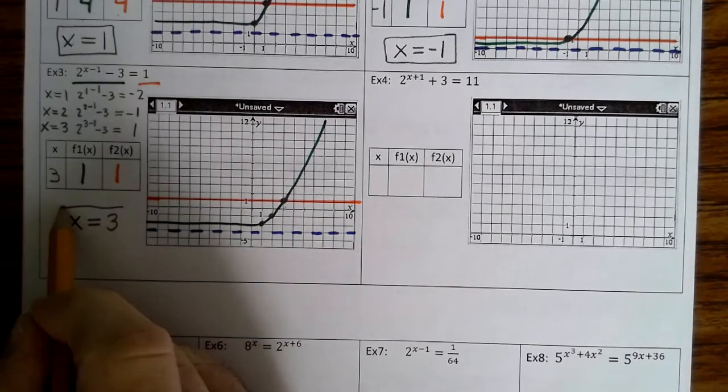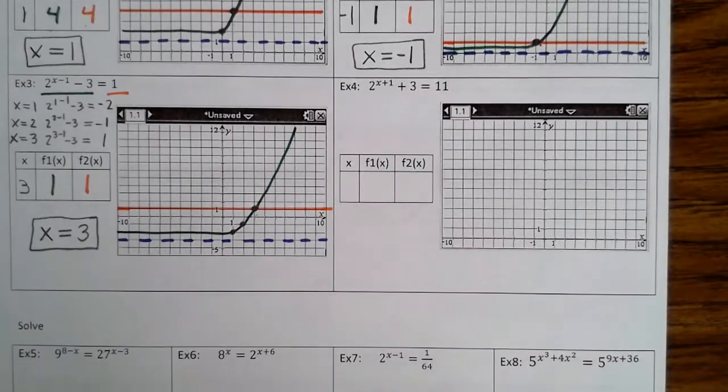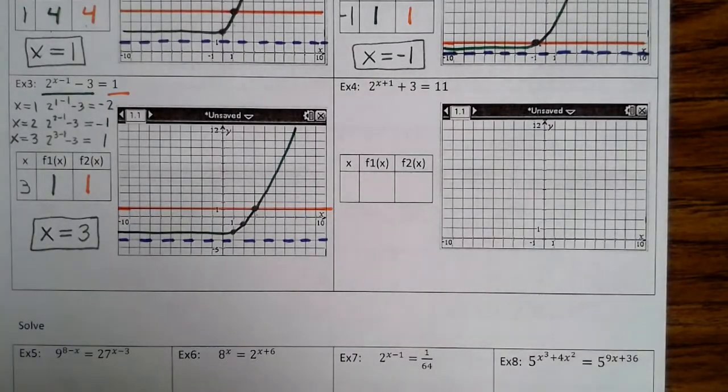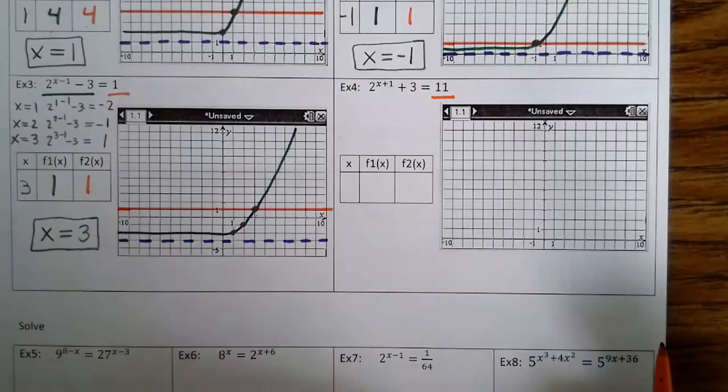Okay, let's take a look at example 4. All right, so we graph the right side. So that's a horizontal line at 11. So 1, 2, 3, 4, 5, 6, 7, 8, 9, 10, 11.